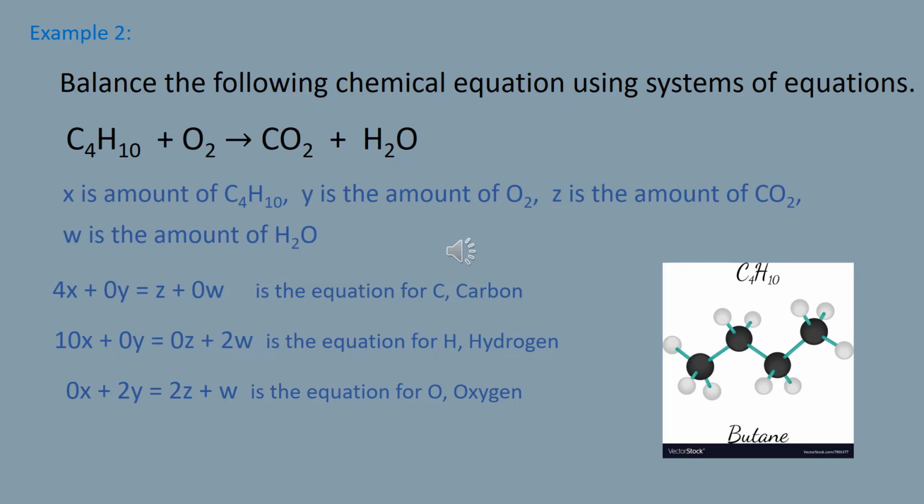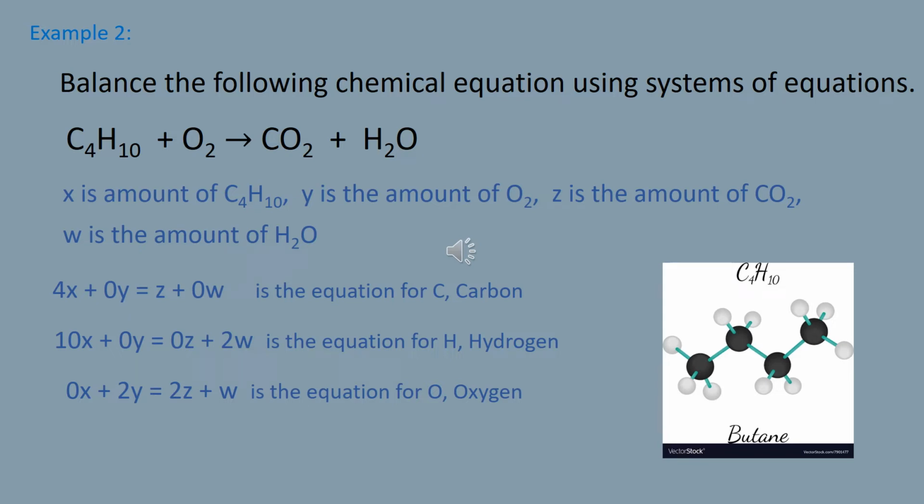The first equation for carbon will be 4x plus 0y equals z plus 0w. There are 4 carbon atoms in the first molecule. So 4 times x is the total amount of carbon, and 0 times y is the total amount of carbon from the O2. 1 times z is the total amount of carbon from the CO2, and 0 times w is the total amount of carbon from the H2O.